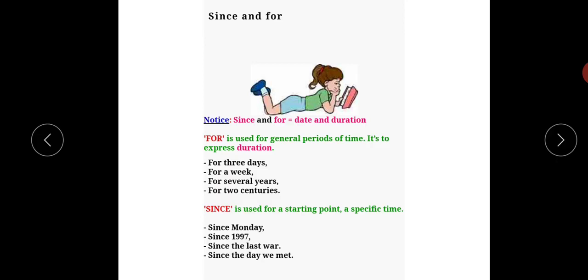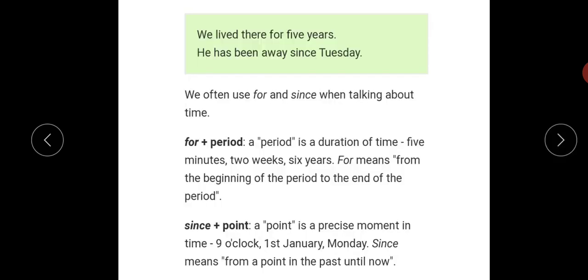And since, again, as I said, is used for a starting point or a specific time. Since when? Since Monday, since 1997, since the last word, since the day we met. So you can see an example here.